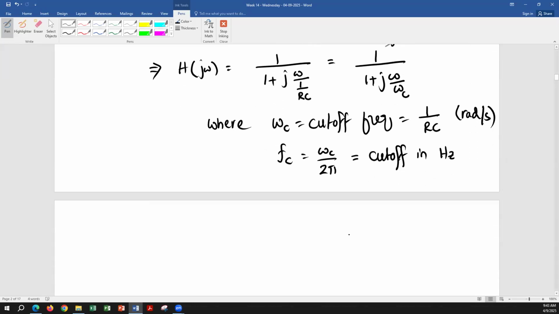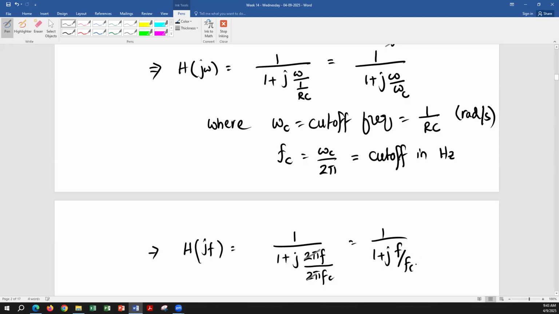If you want to write the transfer function down in terms of cyclic frequency as a function of f, you can do that easily. 1 over 1 plus j 2 pi f over 2 pi fc, which is omega over omega c. Of course, 2 pi is cancelled out. So simply you can write down 1 over 1 plus j f over fc. So you can just replace omega over omega c by f over fc if you want to write the transfer function down in terms of cyclic frequency in hertz.